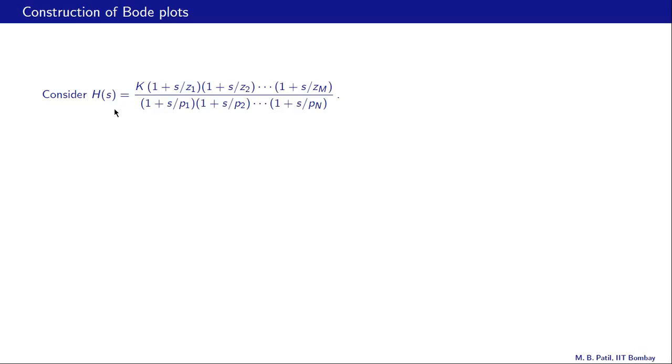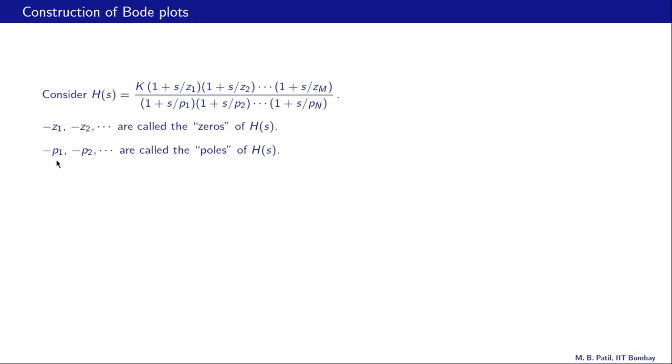Here is a general expression for H(s). In the numerator we have K, (1 + s/z1), (1 + s/z2) and so on. In the denominator we have (1 + s/p1), (1 + s/p2) and so on. Now these quantities, −z1, −z2 etc., are called the zeros of H(s). For example, if I substitute s equal to −z1, this bracket becomes 0 and H(s) becomes 0.